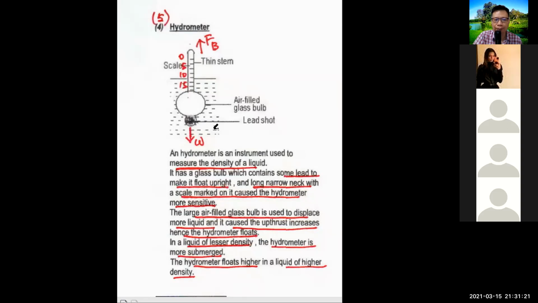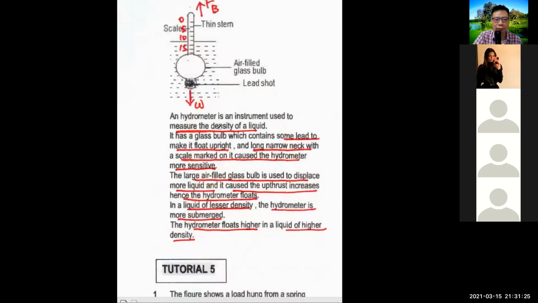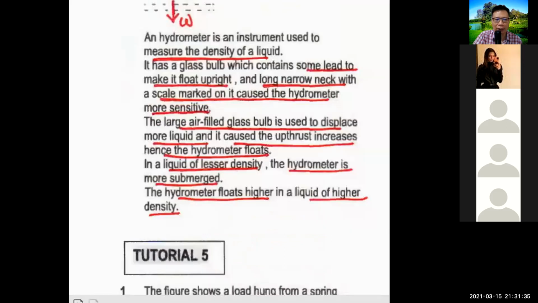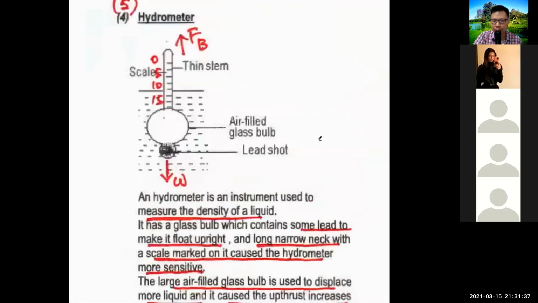Now answer the question. Take your time, go and answer. Try first, okay? Later I ask you, you give me the answer. Try to answer the question. Not difficult, the question.